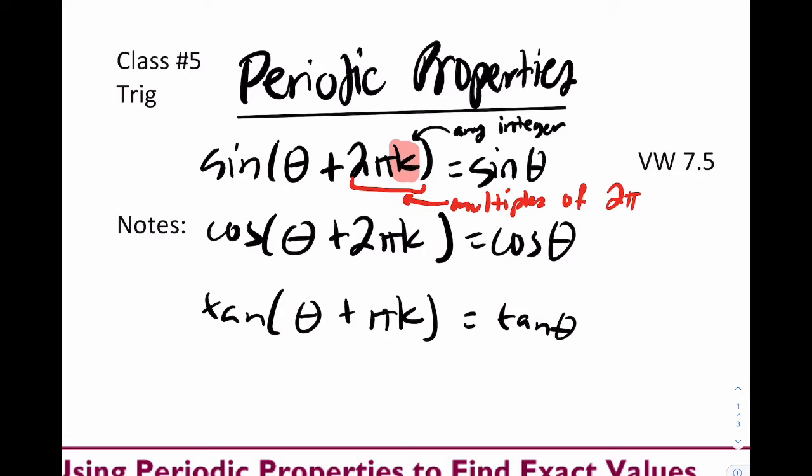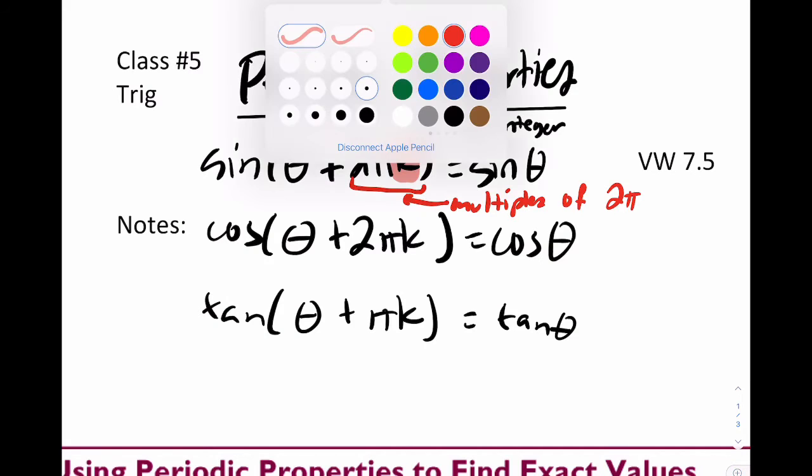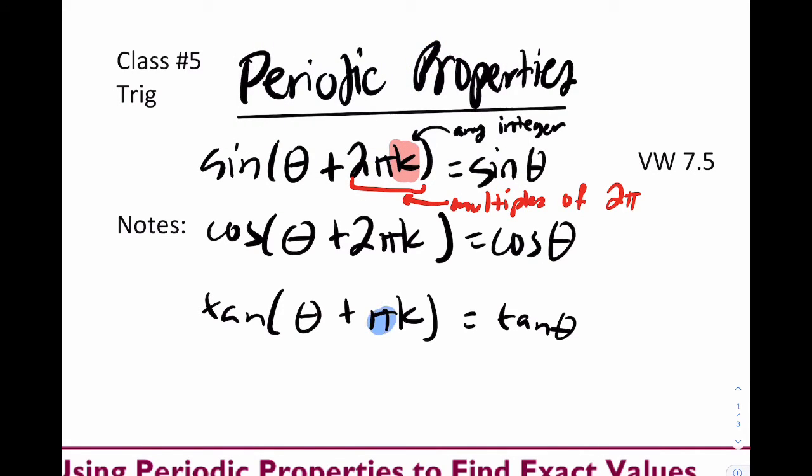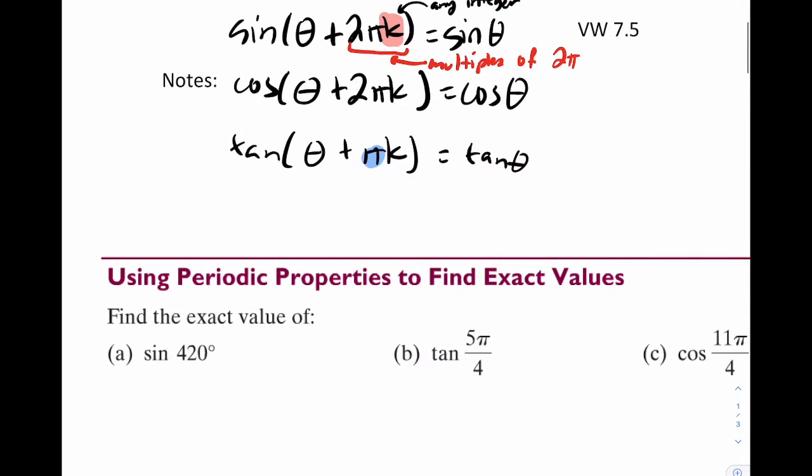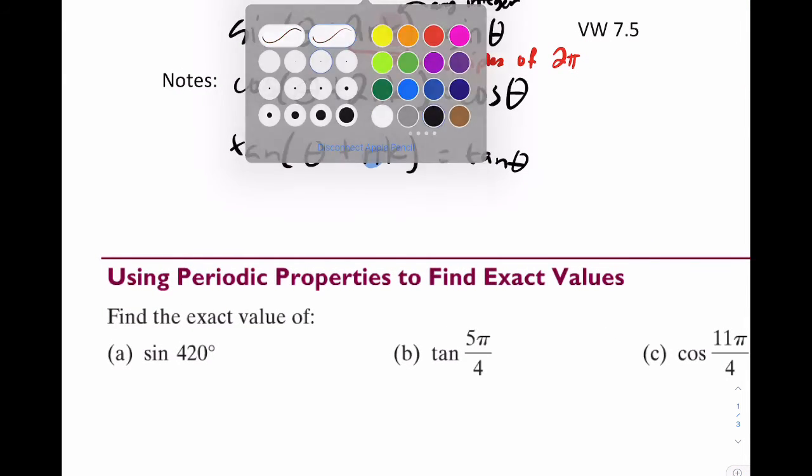And notice how sine and cosine are 2 pi. For tangent, it's only pi. And that's because for tangent, the period is shorter. If you look at our table from last time, the tan values repeat every 180 degrees rather than every 360. So we can use that here, and actually we have been using this idea already.